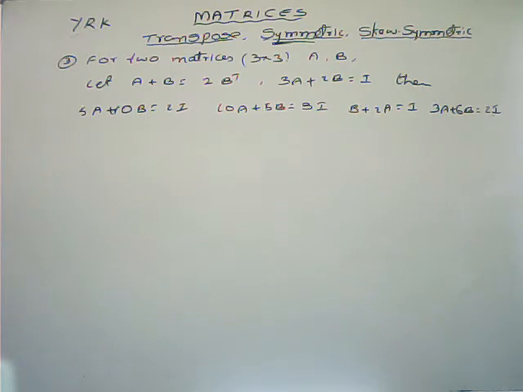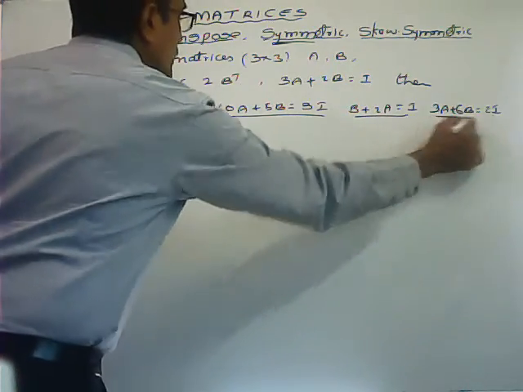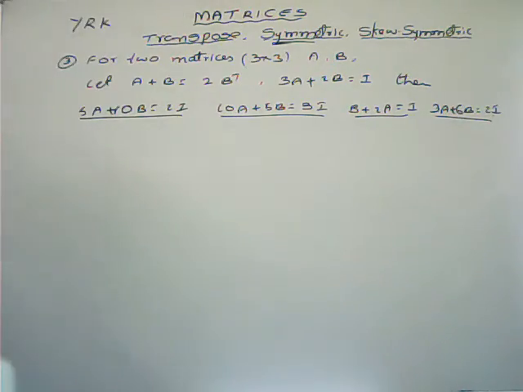Next, for two matrices A, B, A plus B is equal to 2 into B transpose is given, and 3A plus 2B is equal to I is given. So here what is the relation between A, B, I? Here some options are given, 4 options are given. Here we have to check this. In those 4 options, A transpose is not there, B transpose also not there. Here it depends upon only A and B.